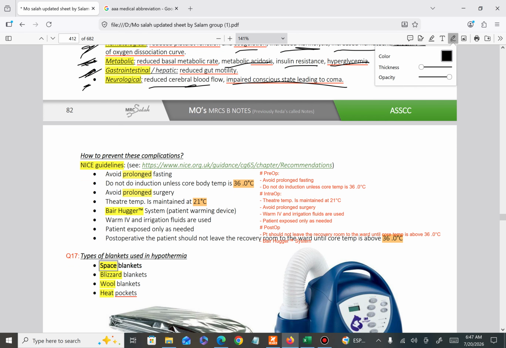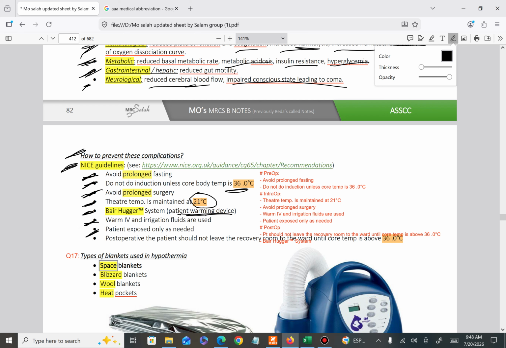Then how to prevent these complications? We will follow the NICE guidelines. Avoid prolonged fasting. Do not do induction unless core body temperature is 36 degrees C. Avoid prolonged surgery. Theater temperature should be maintained at 21 degrees C. A Bair Hugger system, a patient warming device, should be used. Warm IV and irrigation fluids are used.